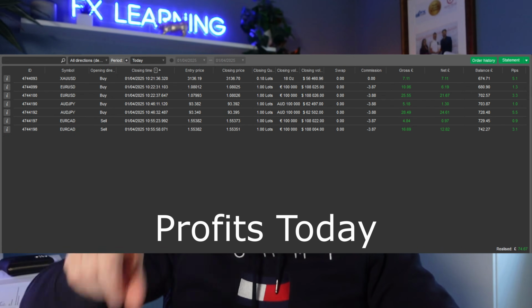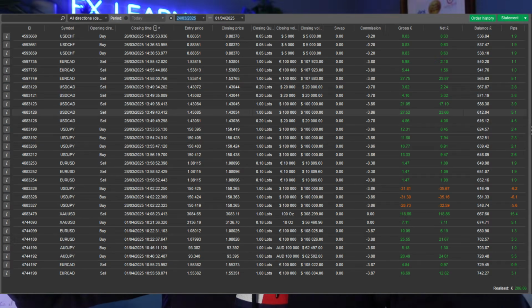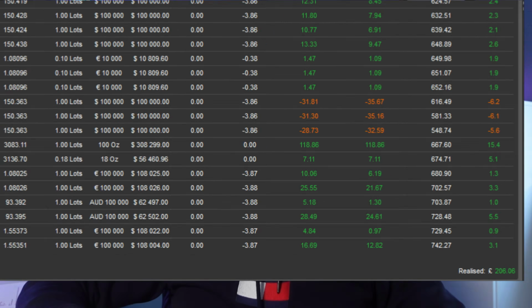We managed to turn that account from 500 quid to nearly 800 quid. I've got it written down here, £206 profit made in those 3 days. I'll put it across the screen here.